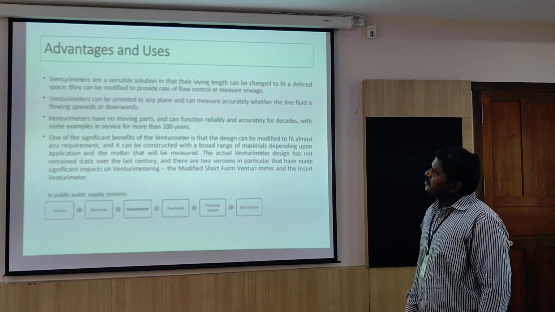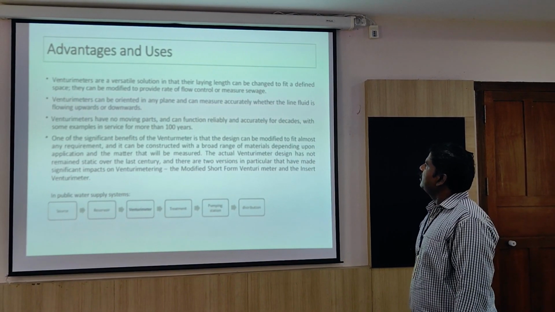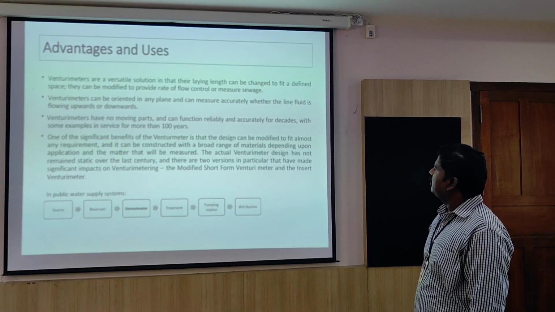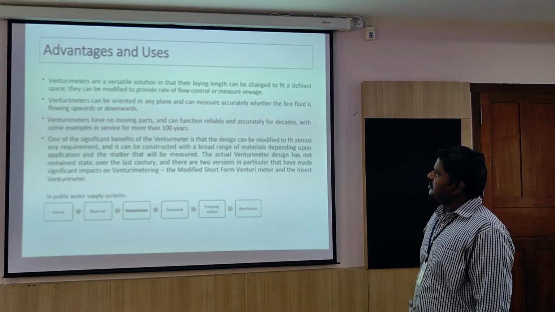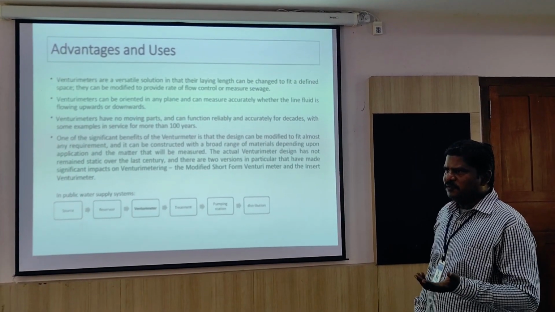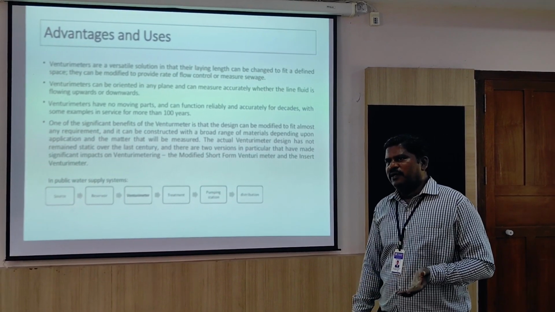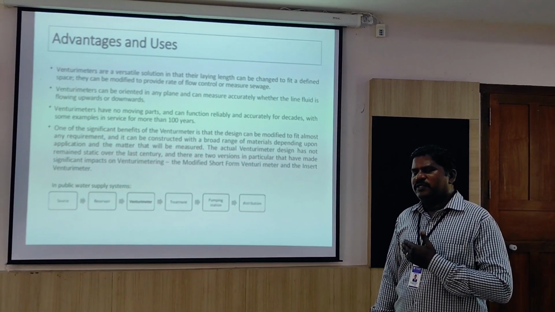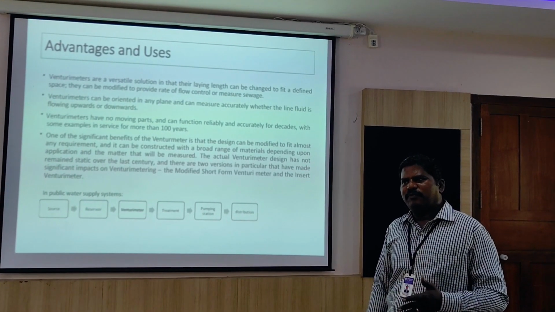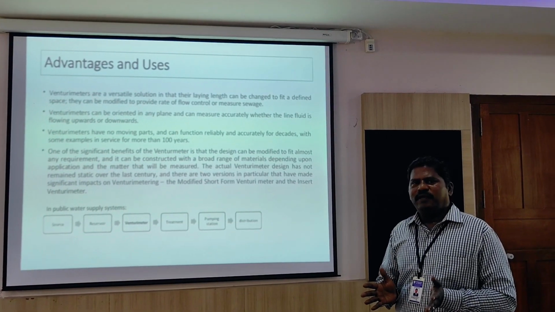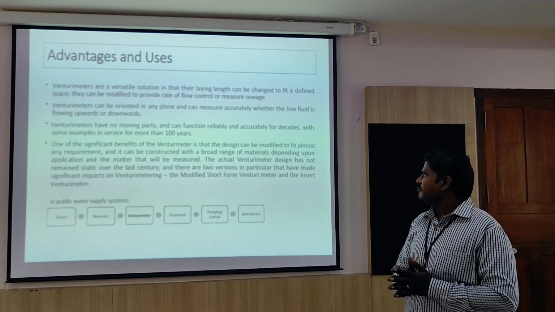And then the advantages. Venturimeters are a versatile solution in that their laying length can be changed to fit a defined space. They can be modified to provide rate of flow control or to measure sewage. This venturimeter can be connected in any type of pipe flow, that means a horizontal pipe, a vertical pipe, a cross-sectional pipe, or an inverted pipe, or in any area we can use this venturimeter.